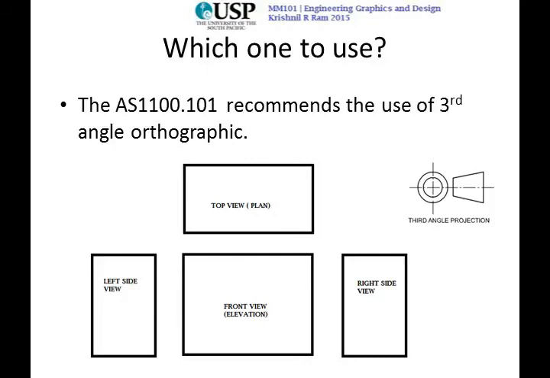So looking here once again, in third angle orthographic projection, this is how the orientation will be. Top view on top, just below the top view you will have the front view, the left side view on the left side, and the right side view on the right side. And obviously do not miss this symbol, which will indicate which angle of projection you have.